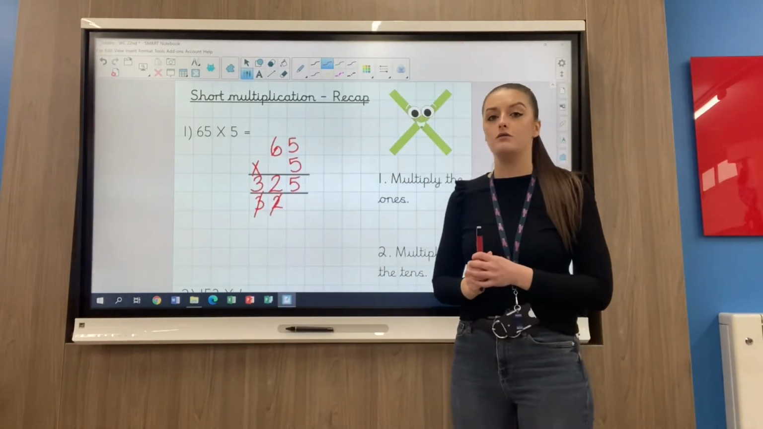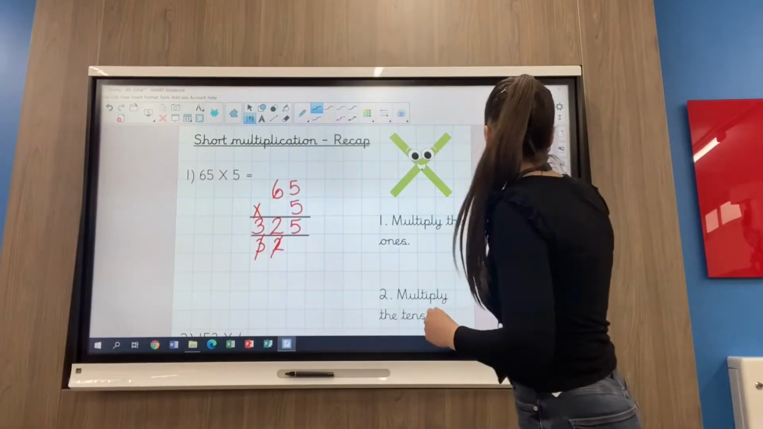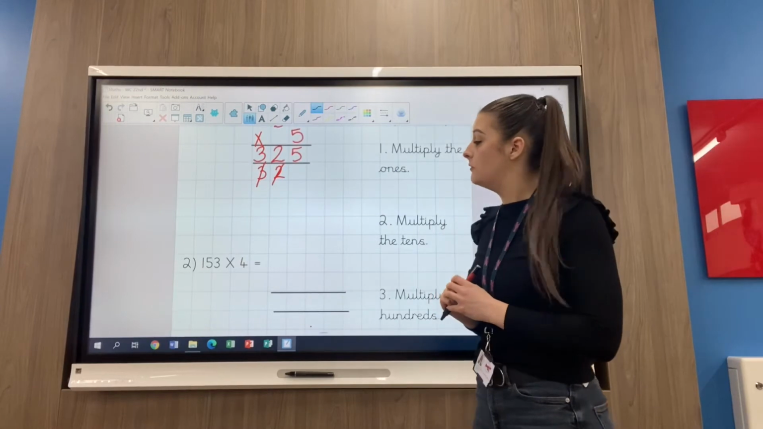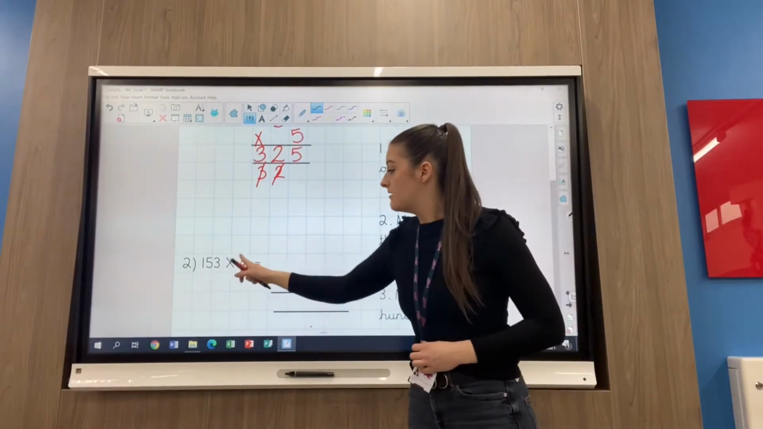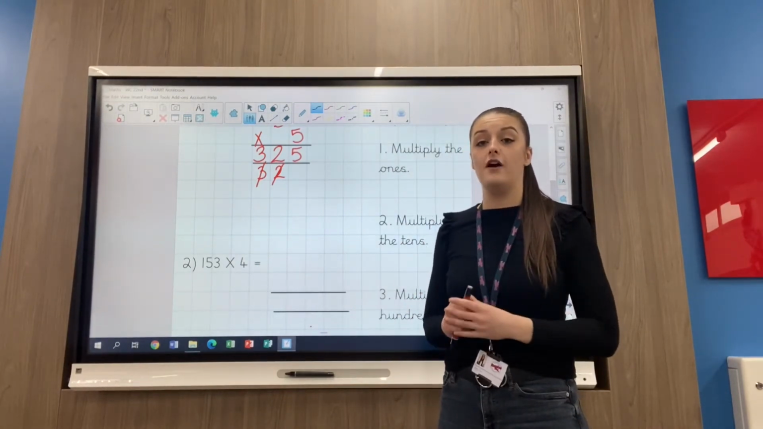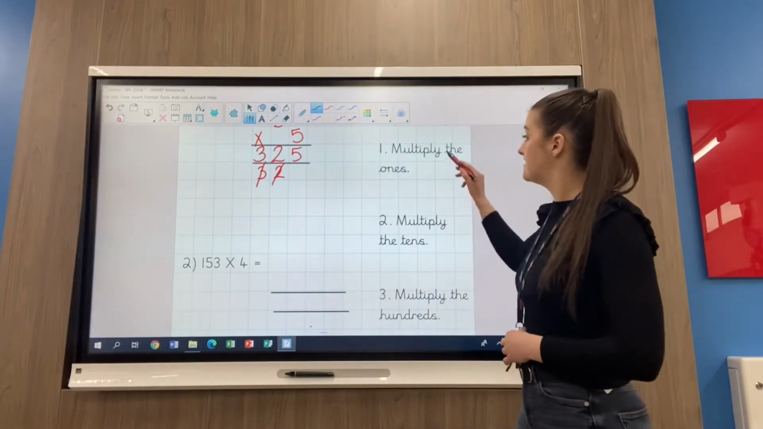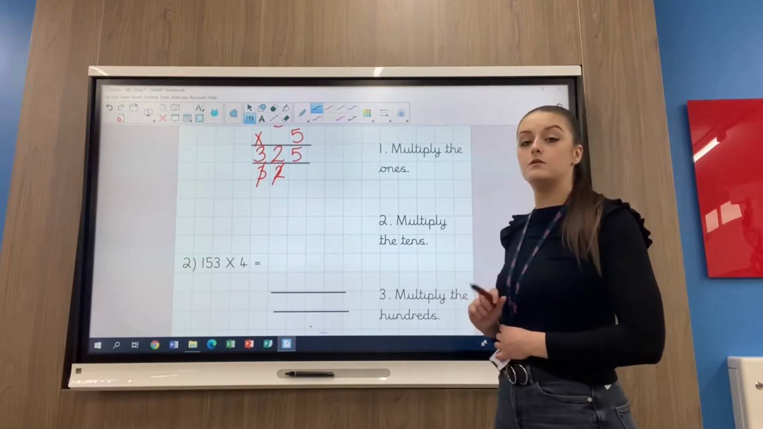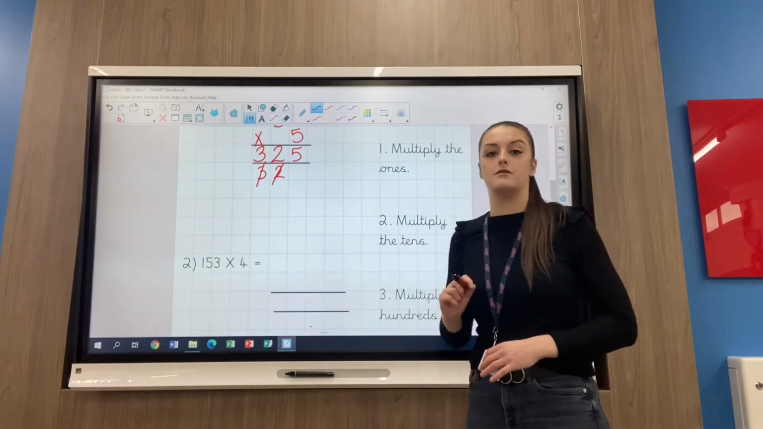325. I wonder if you managed to get the same answer as me. Now on your pages today, you'll notice that for maybe 1 or 2 of your questions, you will have to do a 3-digit multiplication, so 3-digit multiplied by a 1-digit. Now don't be worried about this because we're just going to follow the same steps we normally would for a short multiplication. And you can see I've added a 3rd step because we're going to multiply the ones first, then multiply the tens, and finally we'll be multiplying the hundreds, okay?